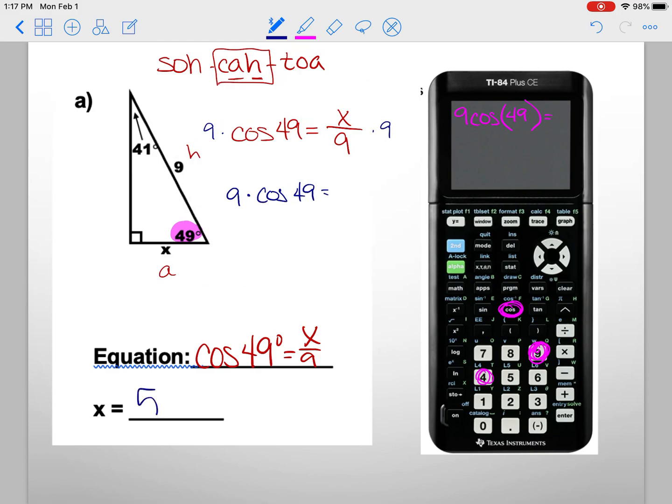5.905, and that is what x will equal. That is what that side length will be. We're not going to use radicals here. Everything will be in decimals. Again, make sure your calculator is in degree mode.